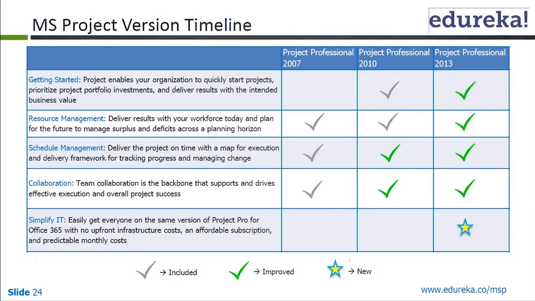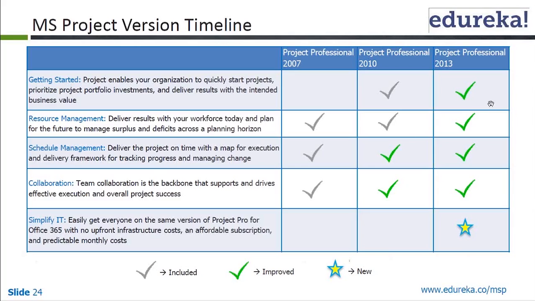In 2007, resource management was there. So delivering the results with your workforce today and planning for the future to manage surplus and deficit across a planning horizon. So that feature was there. Schedule management was there. So delivering the project on time with a map for execution and a delivery framework for tracking progress and managing change. And that's what we are going to see.